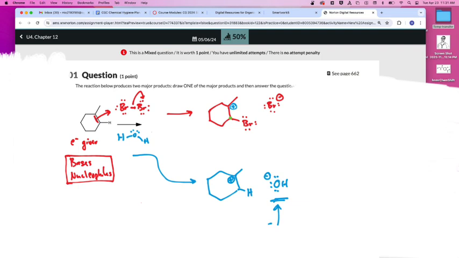Okay, so this should be wedged or dashed. We're not specifying it. What was our fancy notation for that? Anybody remember? Okay, that was a little ziggy wiggly line. That's saying there's stereochemistry there, and I'm choosing not to reference it.